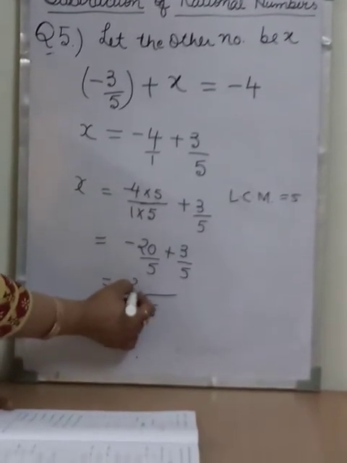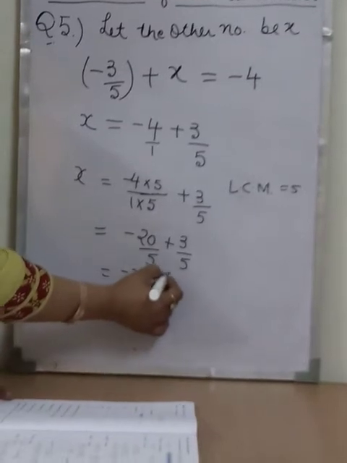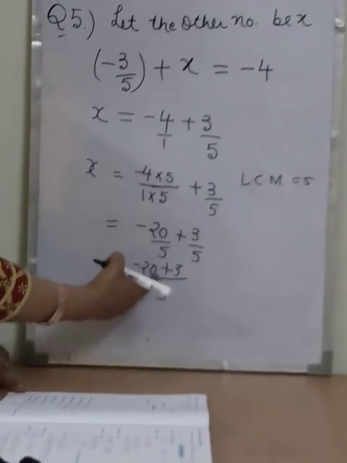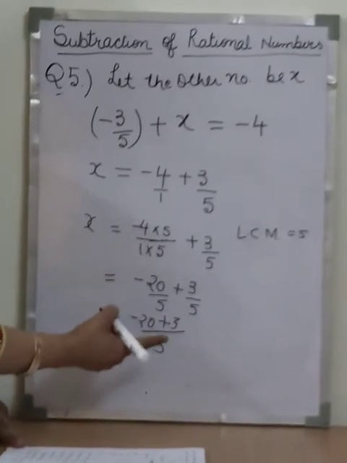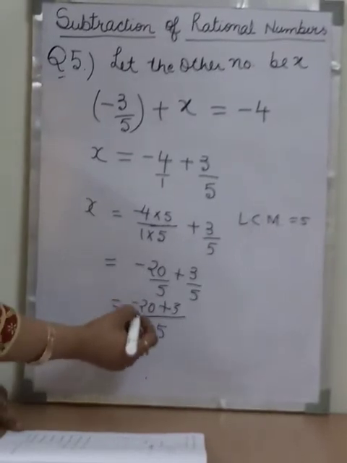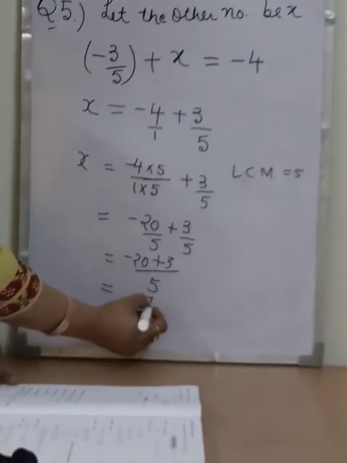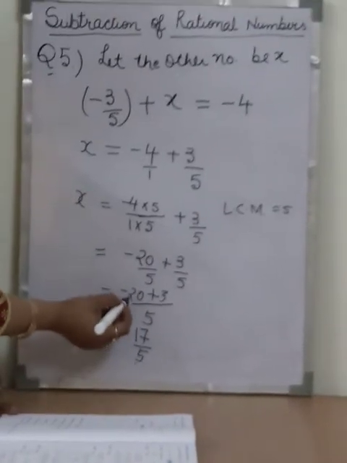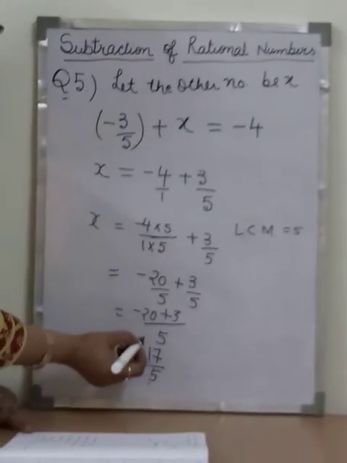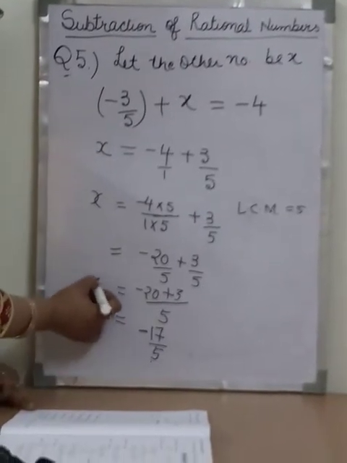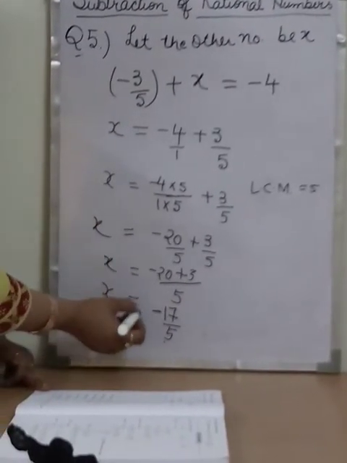What we get? Minus 20 plus 3. Now 20 is having minus sign, 3 is having plus sign, plus minus is minus, two different signs. That means we are going to subtract. 20 minus 3 will give you 17 upon 5. We always put the sign which has a greater numerical value. 20 is a greater numerical value, so we put the sign of minus. So x is equal to minus 17 upon 5.